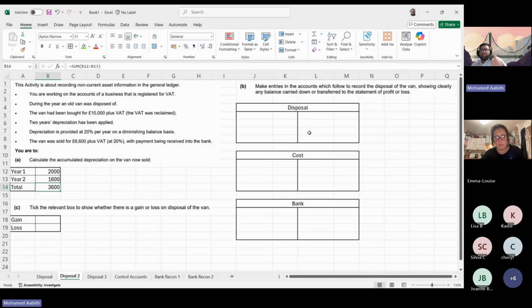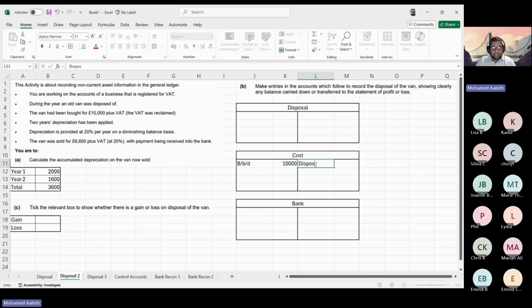So here on the disposal account, we need to get rid of the £10,000 cost. So here £10,000 balance brought down figure. So I need to remove this figure. How I'm going to do it, I'm going to say disposal £10,000. What is the entry here? We're going to say cost account, £10,000. It's basically vehicle at cost. So I'm going to say here vehicle at cost.